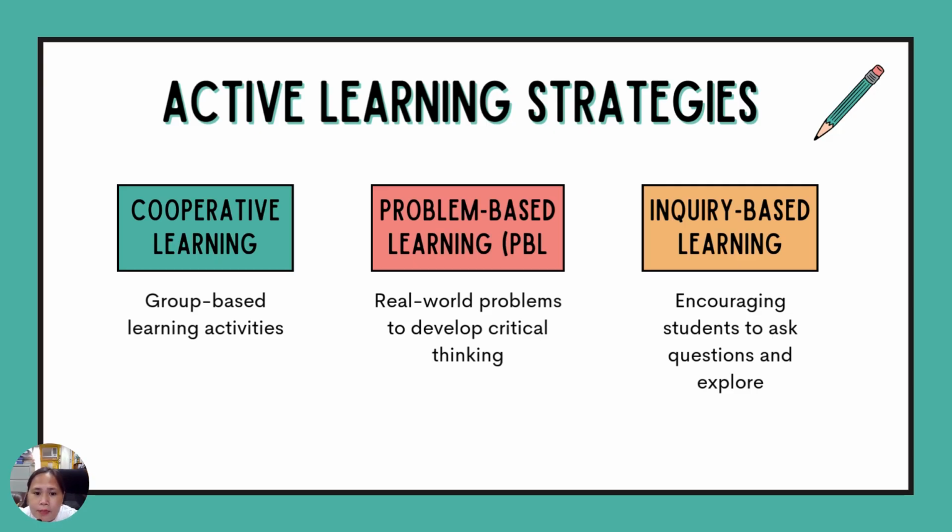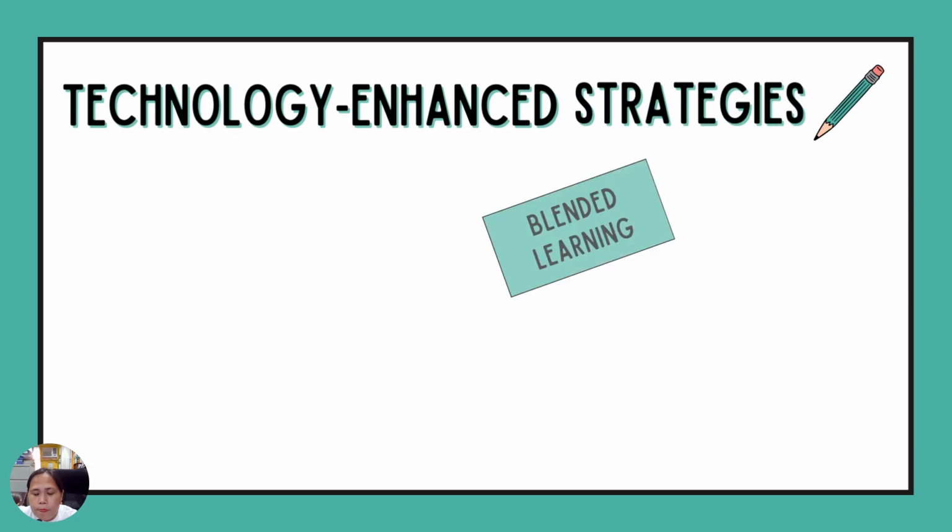For problem-based learning, the teacher will present real world issues, for example, deforestation and its impact on biodiversity. Students will brainstorm solutions in groups, researching and proposing conservation strategies. For inquiry-based learning, teachers will encourage students to formulate their own questions about human impact on ecosystems. So they will be designing experiments or research projects to investigate topics such as pollution effects on plant growth.